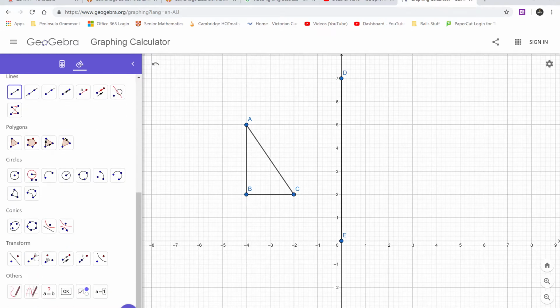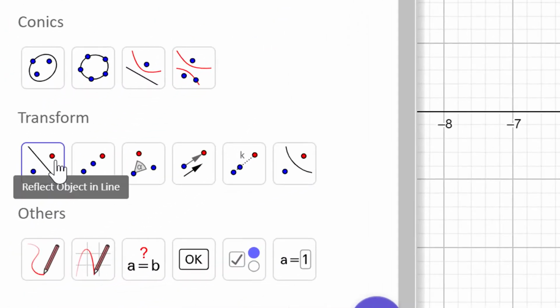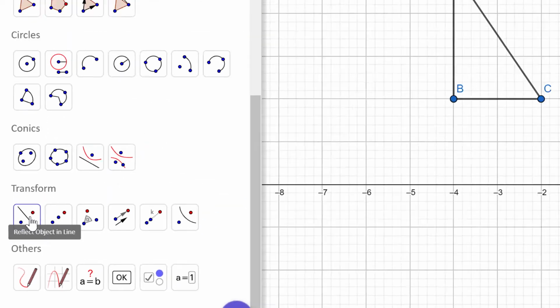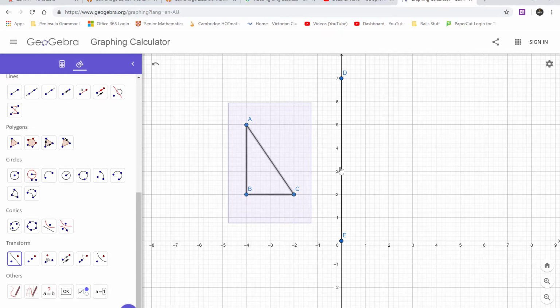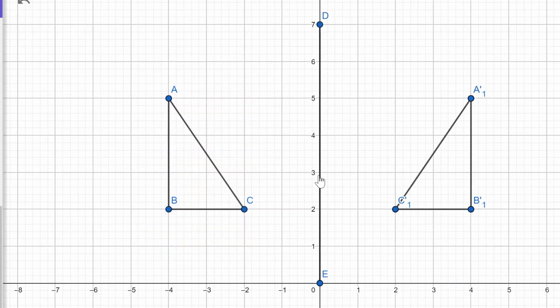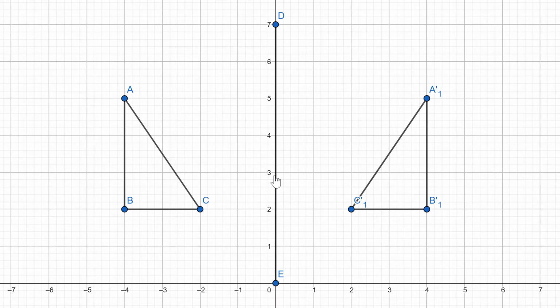Now when I scroll all the way down, you'll notice there's a transform section. And one of them says, reflect object in line. So I'm going to click on that and it gives me helpful instructions. Now sadly, you can't see them because they've just gone off the bottom of the screen. But what it says is, select the objects to reflect, which I've done, and then click on the mirror line, and lo and behold, that is awesome.